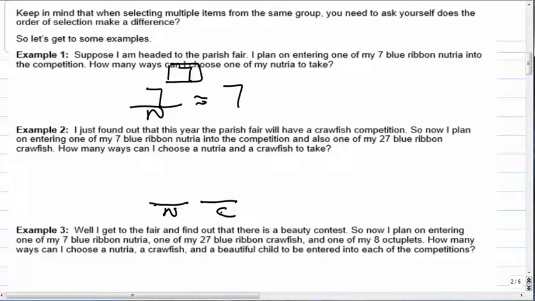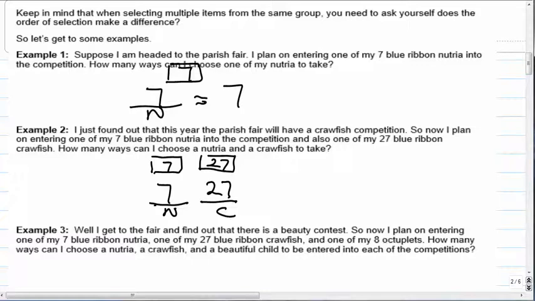Where are they coming from? Well, the nutria are coming from 7 nutria. The crawfish are coming from a different group, 27 crawfish. Like I said, I like to draw boxes up here because it identifies different groups, and I can put how many are available to me. All right, so we've done step 2. Step 3, I start selecting. I go to pick a nutria. There are 7. I'm only picking 1. There's no concern about replacement. Next, I'm picking a crawfish. There are 27 crawfish. Okay? Again, don't care about replacement.